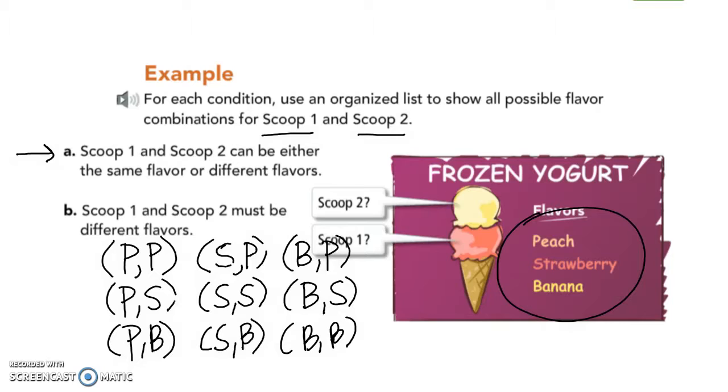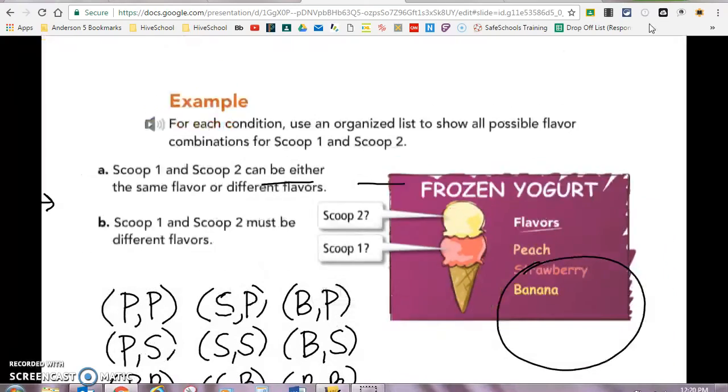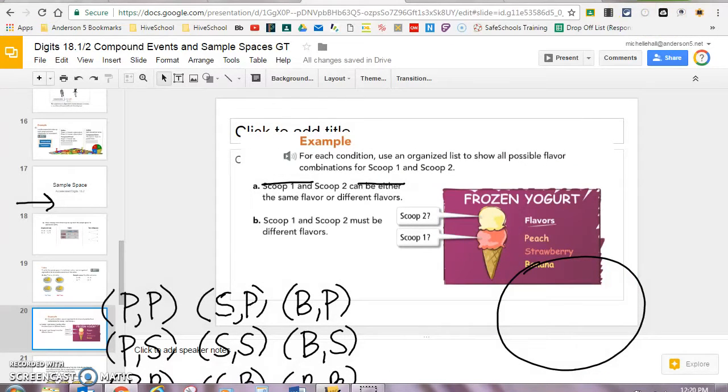This is our sample space for scoop 1 and scoop 2, and it says we can either have the same flavor or different flavors. I want you to have that organized list in your notes. Okay, now what if we said part B? Scoop 1 and scoop 2 must be different flavors. I would have to erase some of these combinations, wouldn't I? Which of these combinations would I have to get rid of for my sample space to only include different flavors?